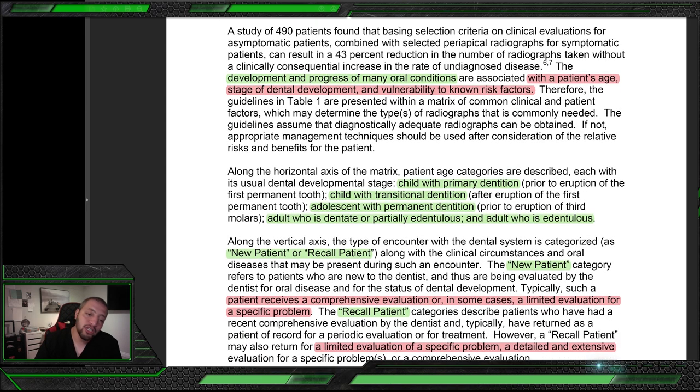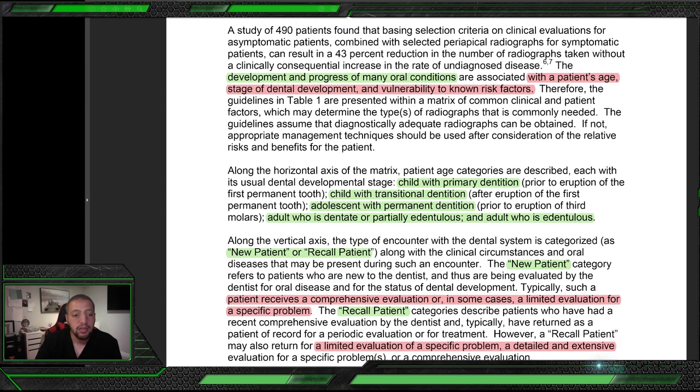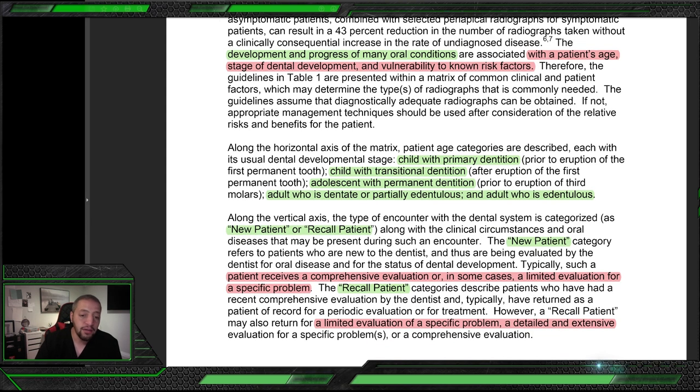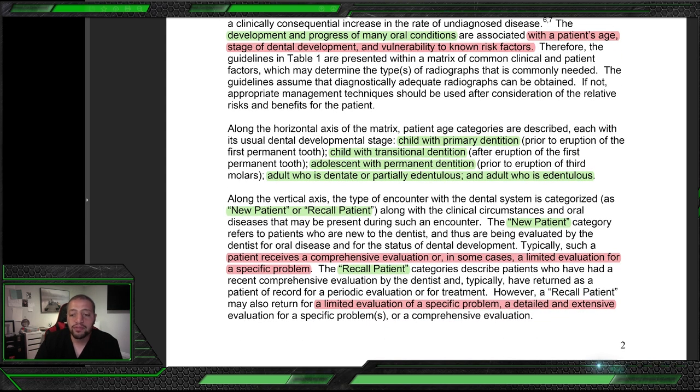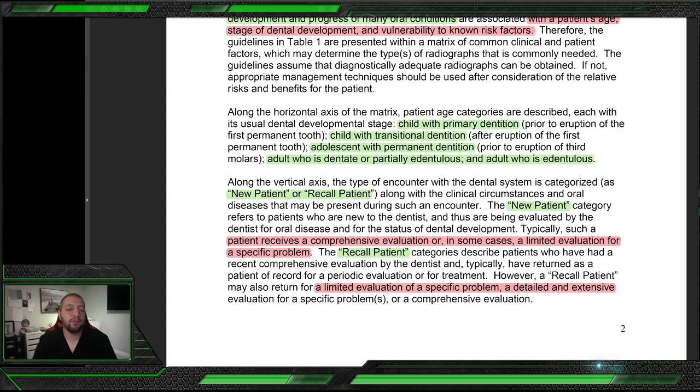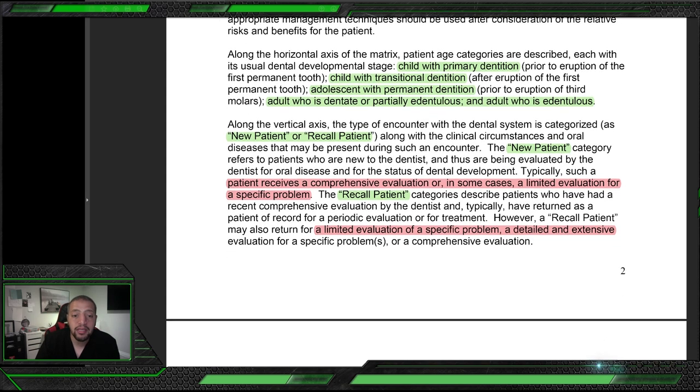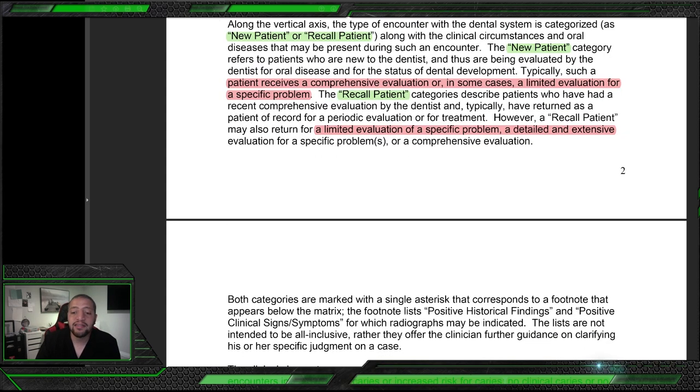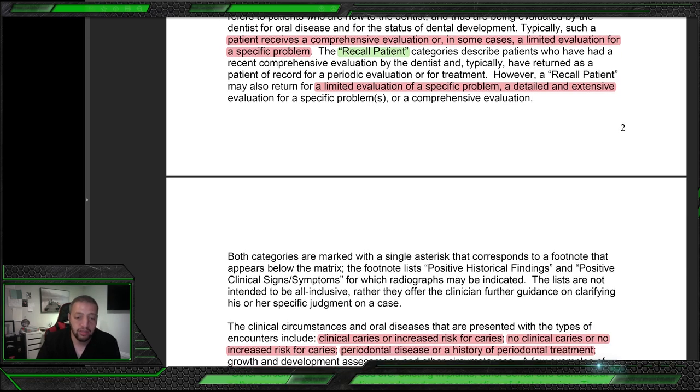And then we're going to divide the patients on the vertical matrix into a new patient or a recall patient. The new patient typically receives a comprehensive evaluation or, in some cases, a limited evaluation for a specific problem. We're going to discuss this later. For the recall patient, a limited evaluation of a specific problem, or a detailed and extensive evaluation for specific problems, or a comprehensive evaluation. So for recall, you have open-ended scenarios. You can choose depending on the patient's risk and situation, and for sure the chief complaint of the patient.